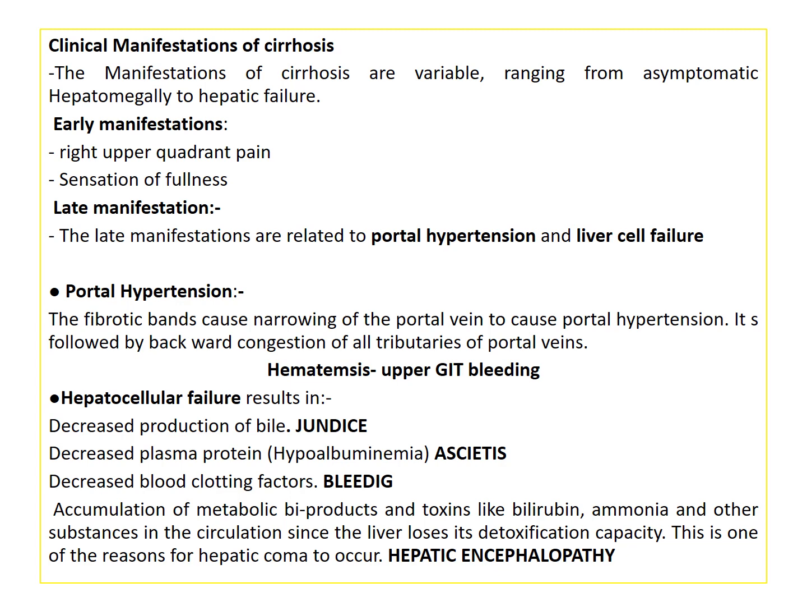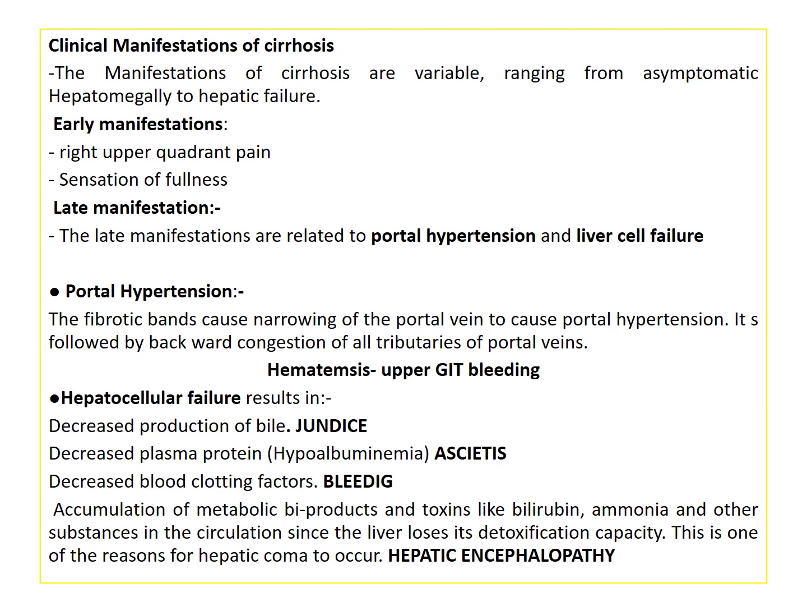Clinical manifestation ranging from asymptomatic hepatomegaly to symptoms of hepatic failure. The early manifestation of cirrhosis is just right upper hypochondrial pain and sensation of fullness due to hepatomegaly. But the late manifestation is represented by the clinical features of portal hypertension and liver cell failure.